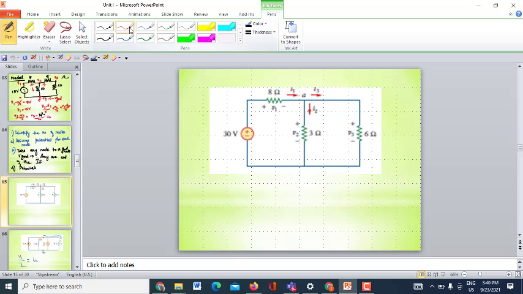Hi guys, today in this class I'm going to discuss nodal analysis, and we have already seen the steps to be followed for analyzing a circuit while applying KCL. When you apply KCL to a circuit and then analyze that circuit, such an analysis is said to be nodal analysis.